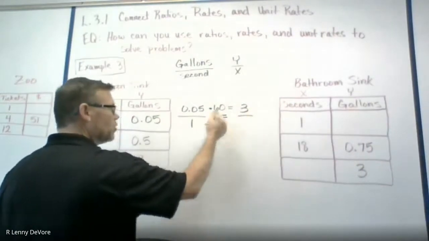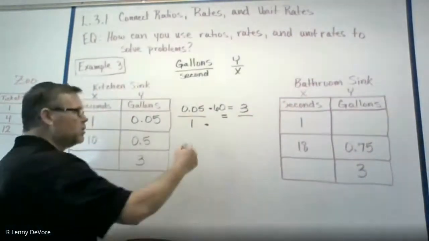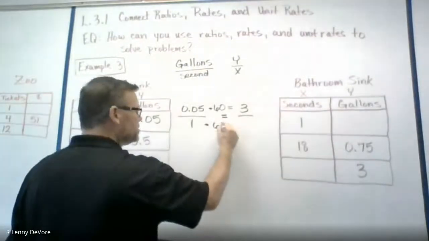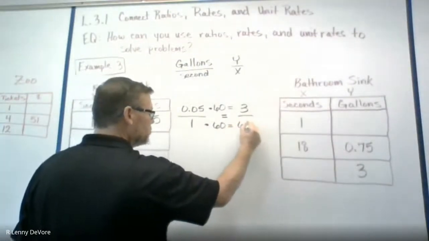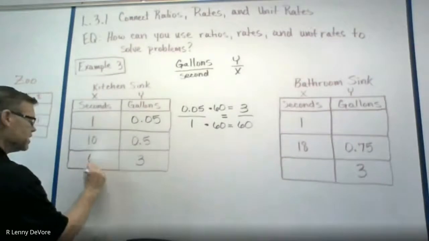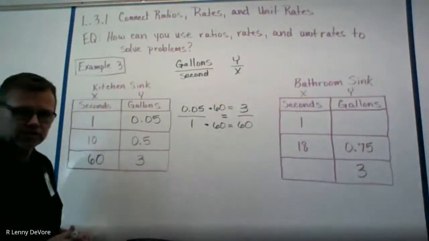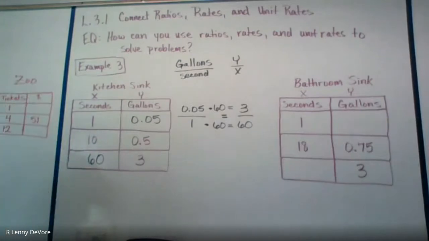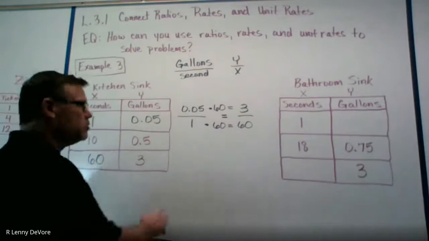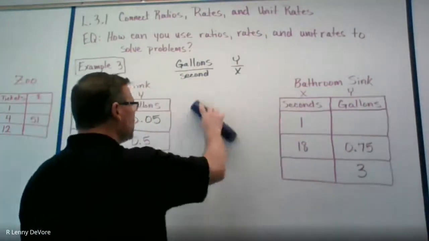That means in order to keep this ratio even, I multiply this by 60, okay, and I realize that it takes 60 seconds to fill 3 gallons. 60 seconds to fill 3 gallons. Now, to do the next one, I do it the same way.